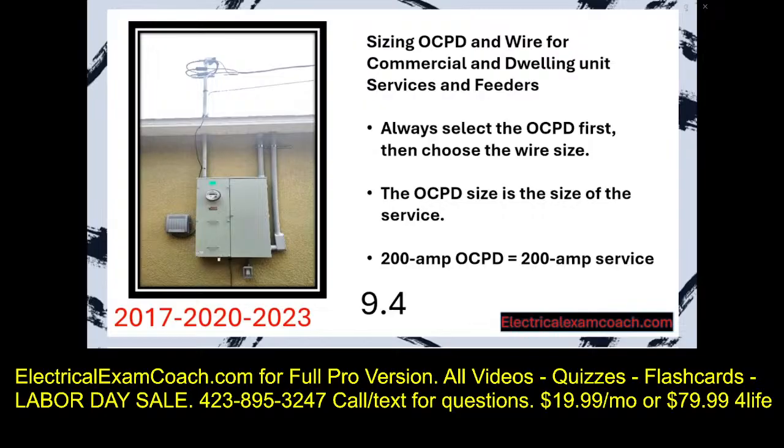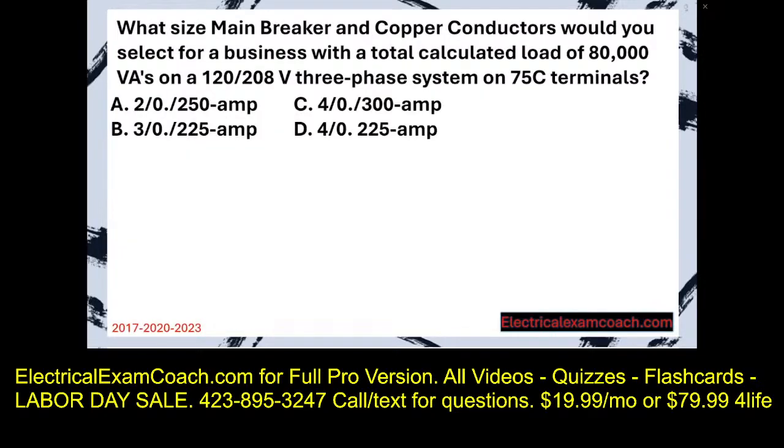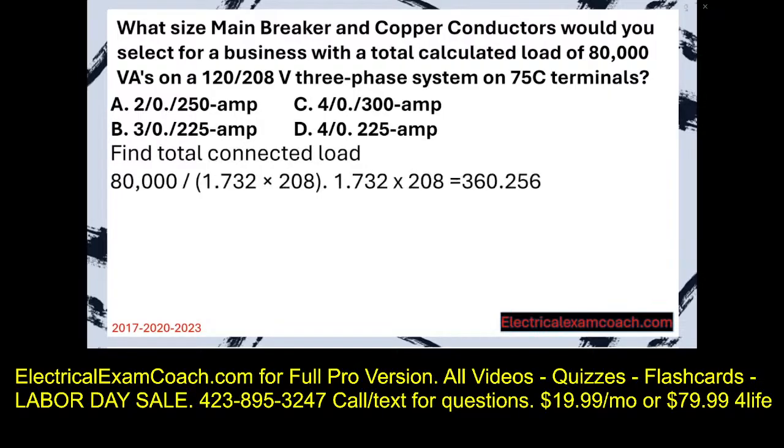Let's get to it. What size main breaker and copper conductors would you select for a business with a total calculated load of 80,000 VAs on a 120/208 three-phase system on 75 degree C terminals? Step 1, find our total connected load. In this case, they've already given us the 80,000 VAs, but we have to do that little bit of pre-work first on all of our three-phase calculations like we learned before.